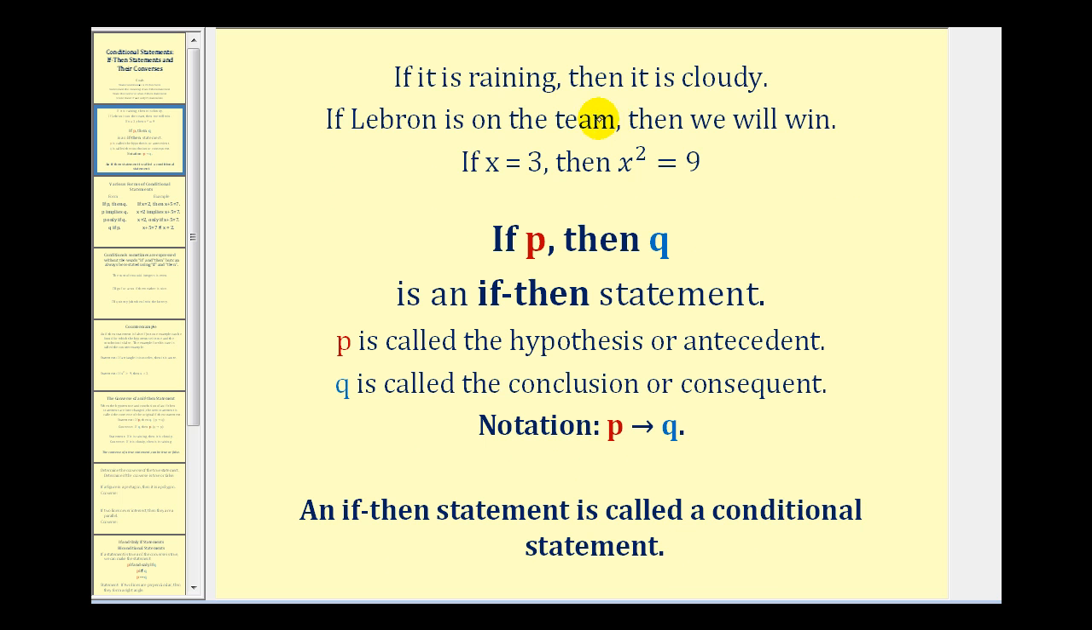If it is raining, then it is cloudy. If LeBron is on the team, then we will win. If x equals 3, then x squared equals 9. Here are three examples of if-then statements.